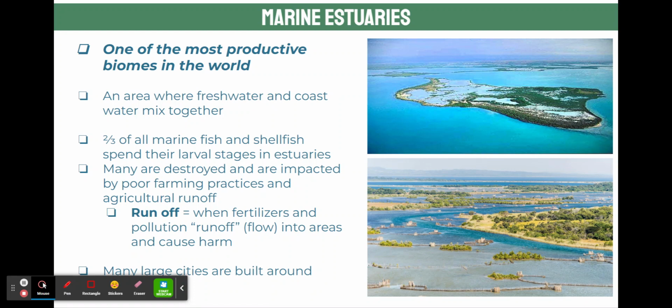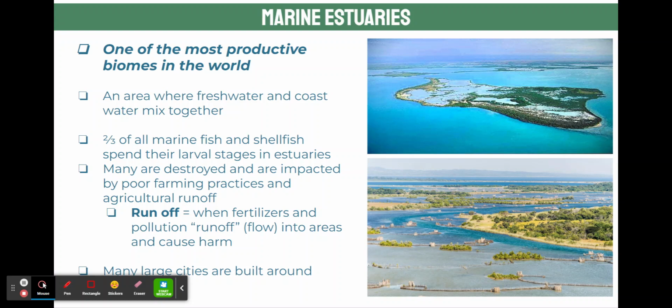It's an area where freshwater and coastal water mix together. We call it brackish water. It's a mix of fresh and salt. And later this year, we will be going to the estuaries of New Jersey up in Sandy Hook for our class trip. This is an incredibly important part of the life cycle of a lot of fish and shellfish because they will come up here and lay their eggs.